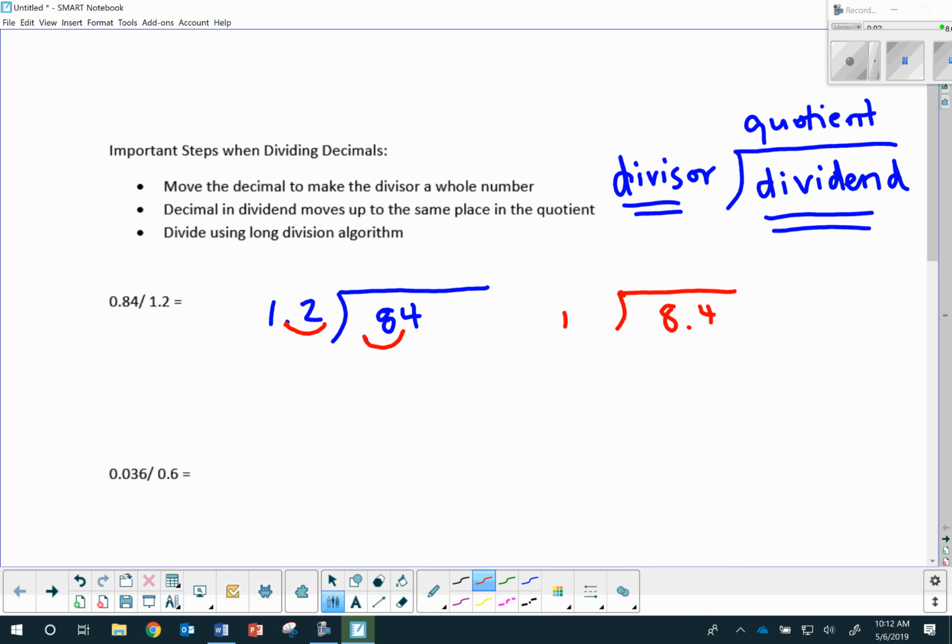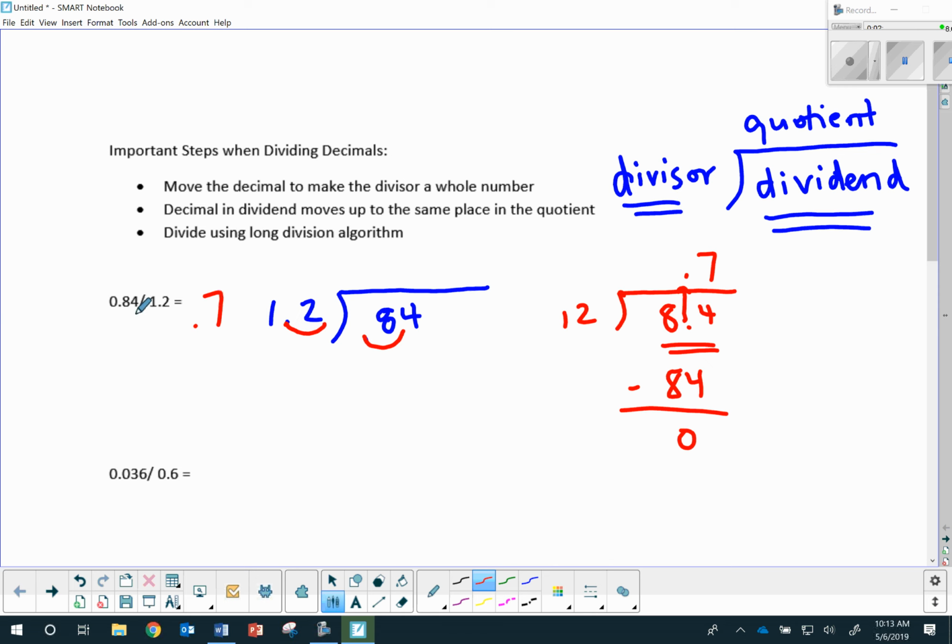divided by 12. Now, you will notice that I have a decimal in my dividend. That decimal is going to move straight up to the same place in our quotient. So that way we know where the decimal is in our answer. Then I'm going to go ahead and divide normally. 12 doesn't go into 8, but it will go into 84. And 12 goes into 84 7 times. 12 times 7 is 84. So my answer here is 0.7 or 7/10.